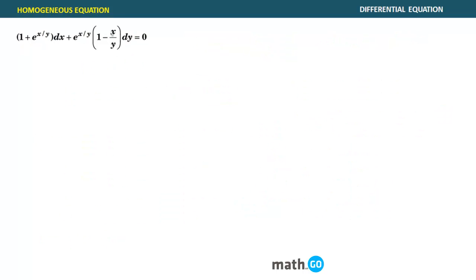Let's take another problem to understand the concept of homogeneous equations first of all. Here the term 1 has no variable, that means its power is 0. If we talk about x by y, the net power of the variable is 1 and 1, and in division the powers get subtracted, so again the net power is 0. This is also 0. e raised to power x by y is 0, x by y is 0. That means this is completely homogeneous first of all.